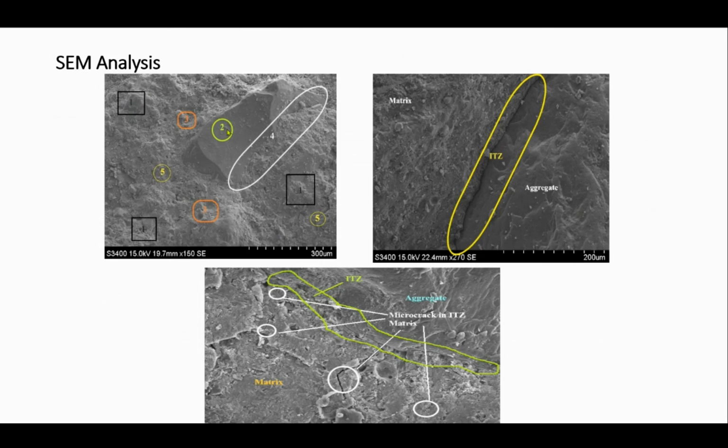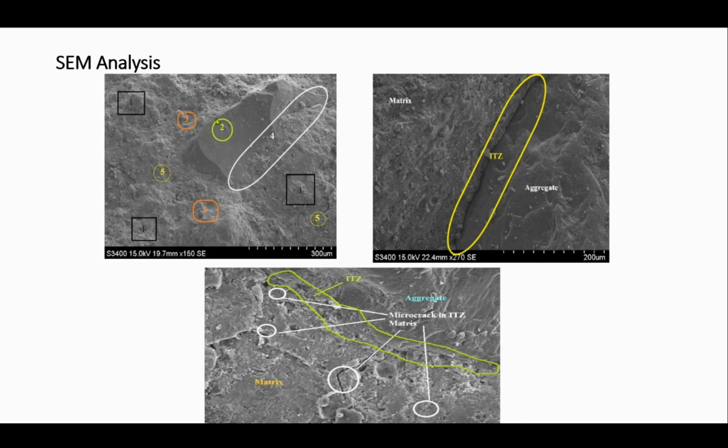In second number, you can see big aggregate. In fourth number, you can see the bonding between that cement matrix and that aggregate. Okay, fourth number. This is fourth number. There is a bonding between aggregate and your cement sand matrix.